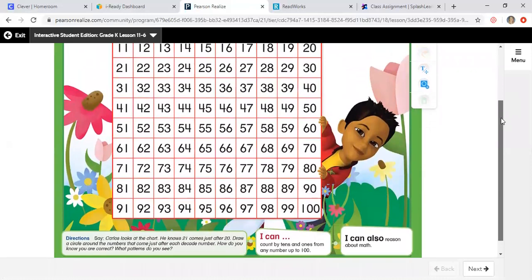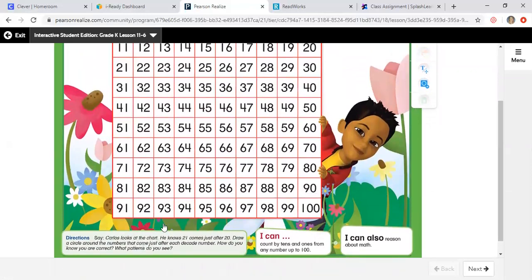All right. So Carlos looks at the chart. He knows 21 comes just after 20. So we see 21 here, and we know that this number, 21, comes just after the number 20. Draw a circle around the numbers that come just after each decade number. How do you know you are correct? What patterns do you see?